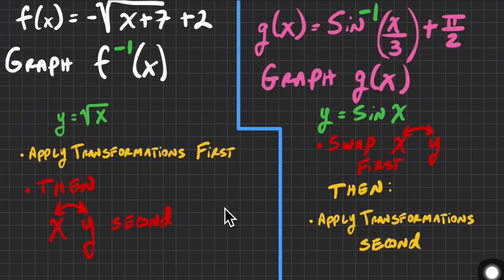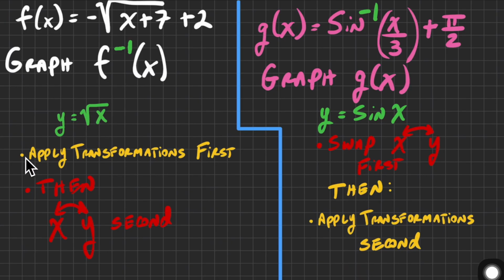On the left, we have the function f of x equals negative square root of x plus 7 plus 2, which is a transformation of this parent function y equals square root of x. And we're asked to graph the inverse of f of x. So we're asked to graph the inverse of this function that has already been transformed.